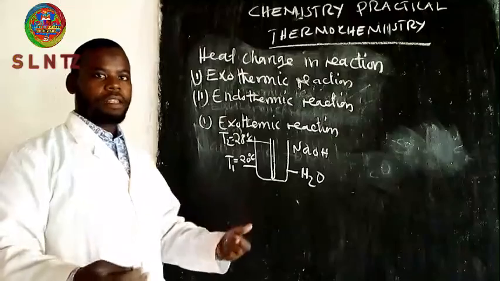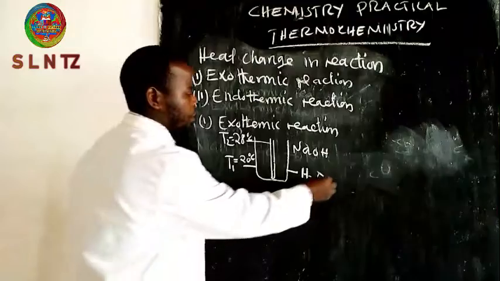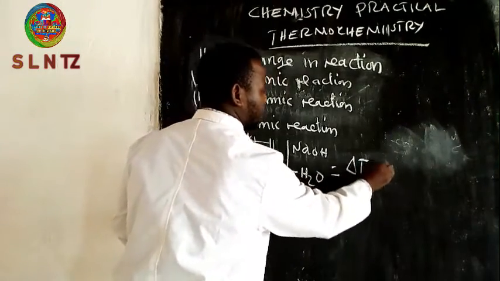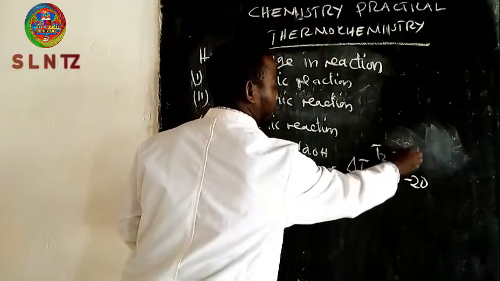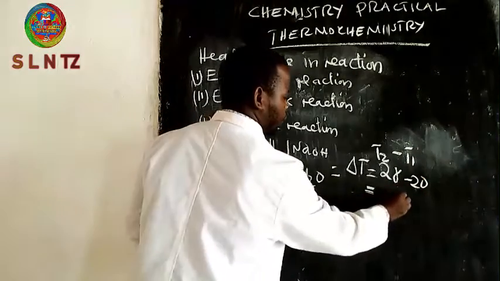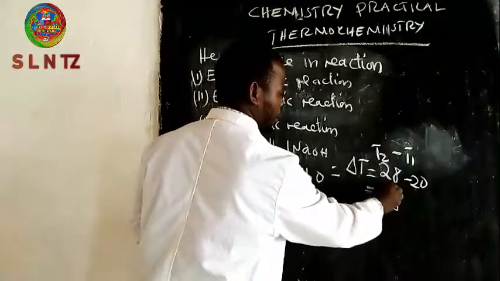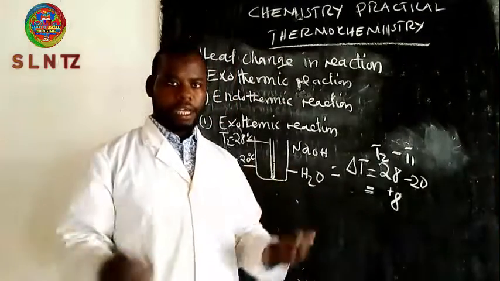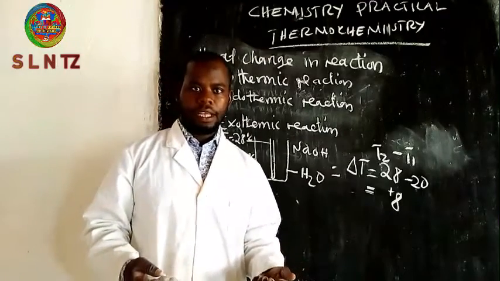In the reaction, after dissolving sodium hydroxide, there is a release of heat. This means the temperature change will be 28 minus 20, or T2 minus T1. So the difference will be 8. This is positive, so the heat is released out. That is an exothermic reaction. You understand?